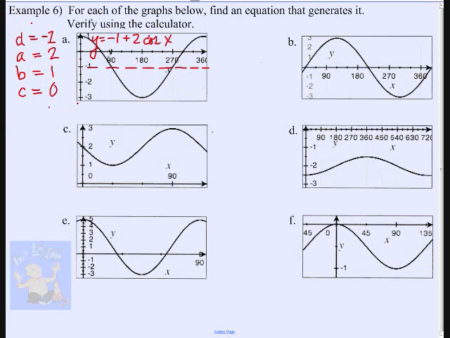Let's do a couple more. We've got plenty of time here today. Now, of course, you can be doing these on your own. You don't have to be doing them along with me.